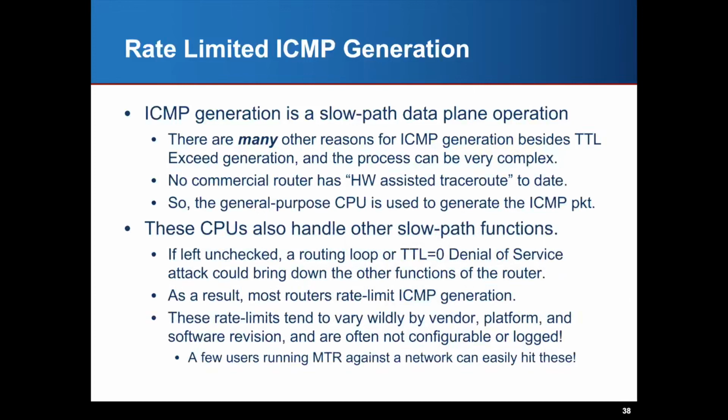And the really tricky part is the rate limits vary wildly, not only by vendor, by platform, by software revision, by different types of hardware revision. So you might have one line card that performs differently than a different line card. And these are often not configurable and not logged. So all it takes is a few users running a tool called MTR that just runs a lot of traceroutes over and over. All it takes is a few users to really hit that limit and cause all kinds of drops.